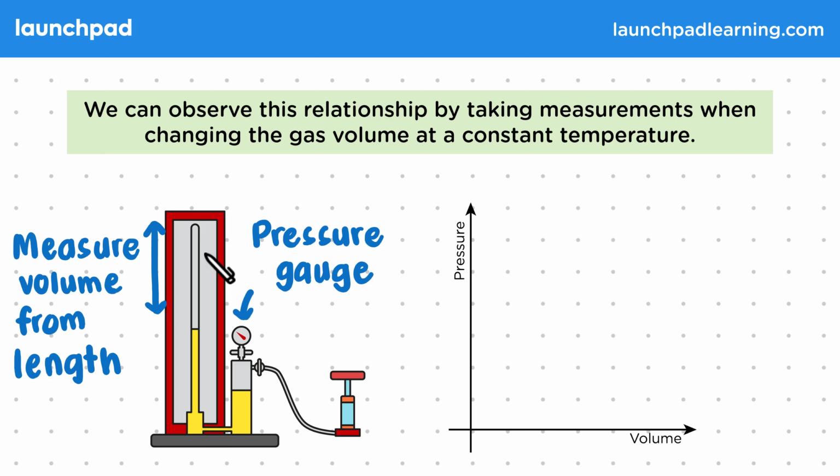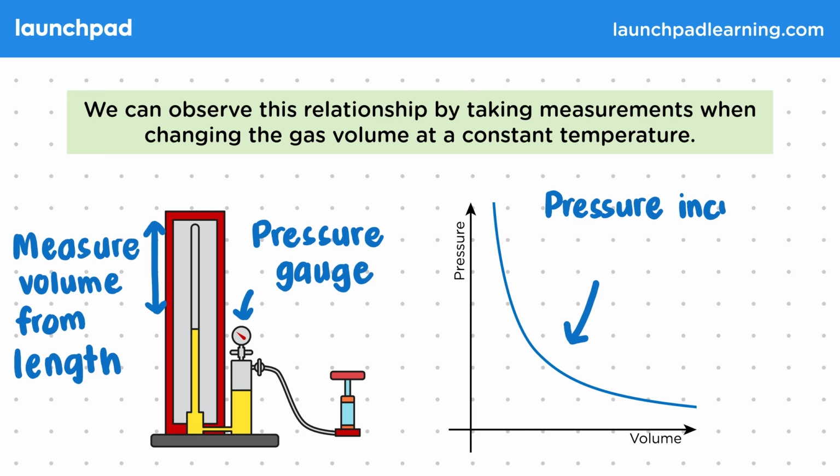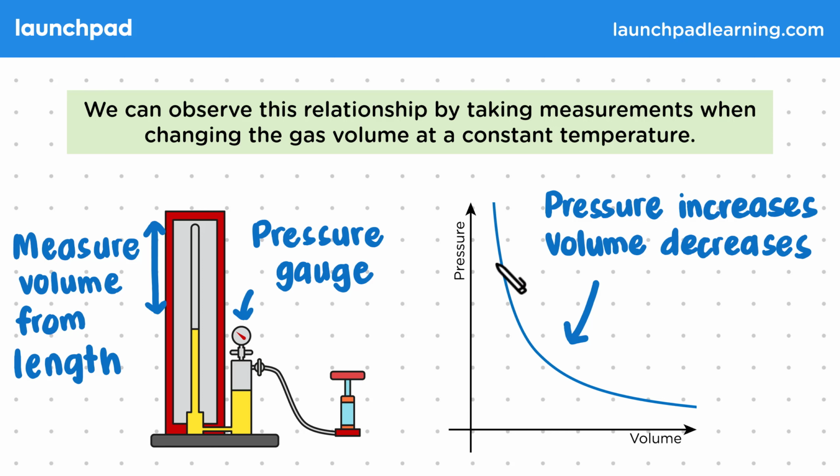So once we've taken multiple readings from the column, we can use it to plot a graph relating pressure and volume. If the temperature hasn't changed, it should be a curve like this, showing us that when the pressure increases, the volume of the gas decreases. For your exams, make sure you can recall and sketch this graph, as well as explain what it shows and the reasons for this relation.